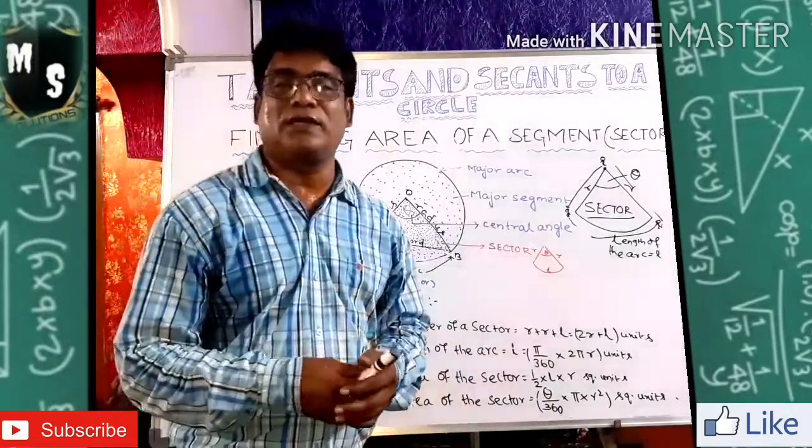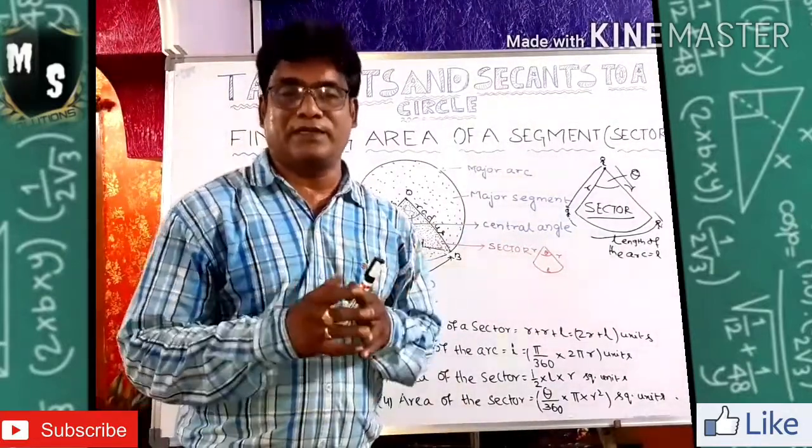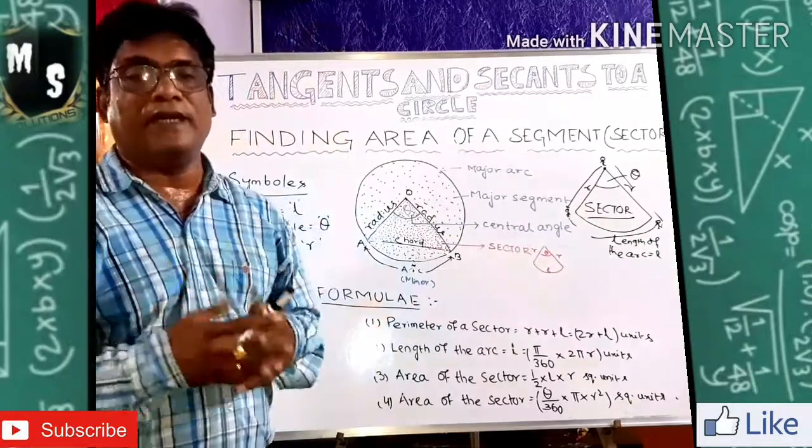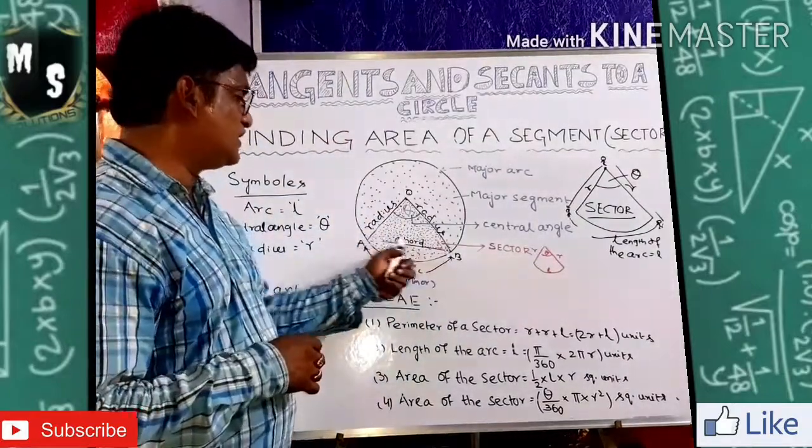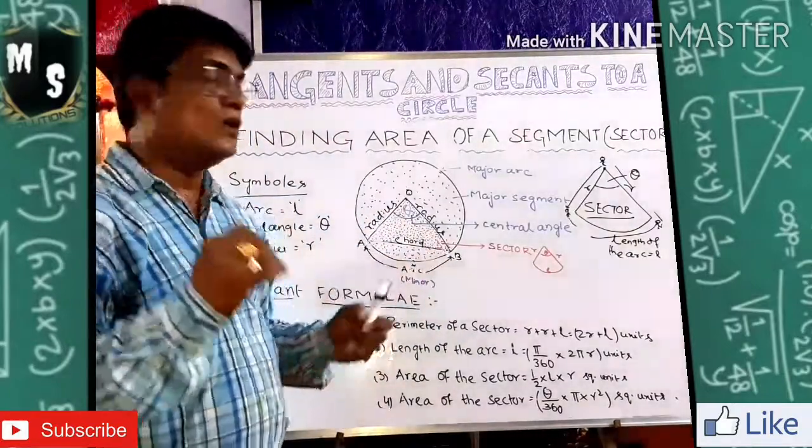What is this otherwise called, sector area or segment? Segment means when a chord touches two distinct points, it divides the circle into two parts.